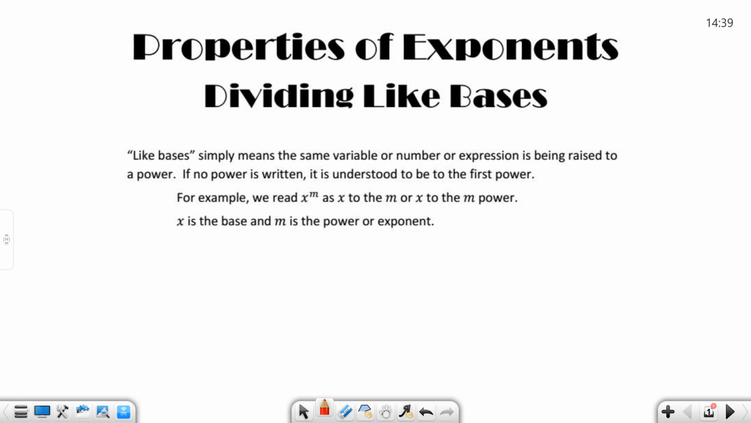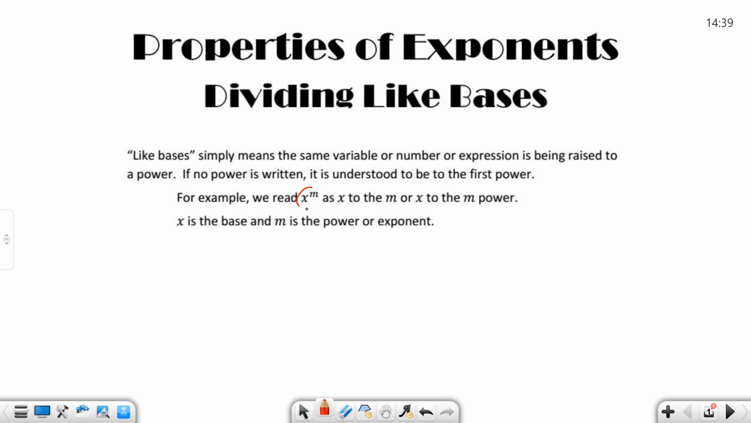Properties of exponents. Dividing like bases. Like bases simply means that the same variable or number or expression is being raised to a power. If no power is written, it is understood to be the first power, so it's understood to be a 1.